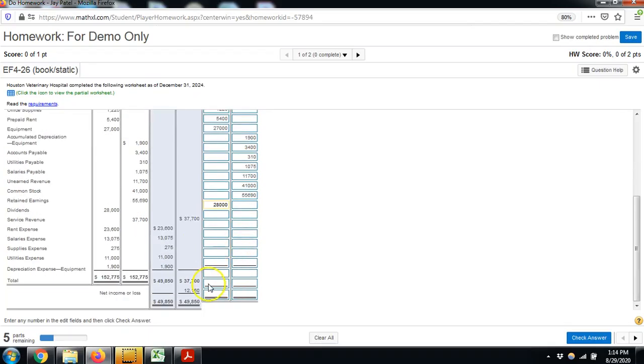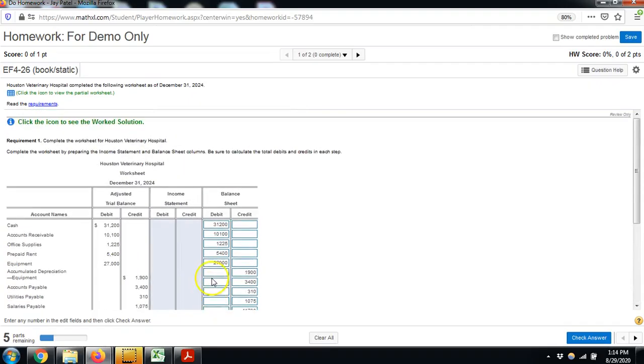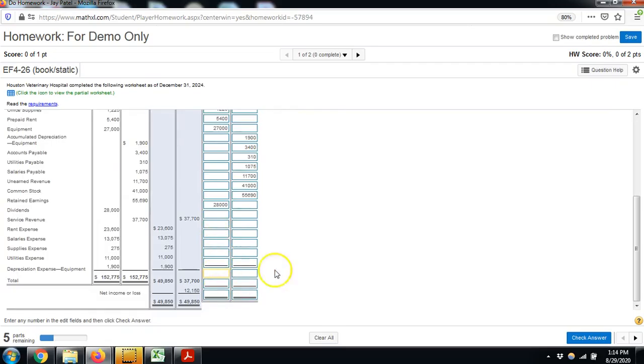And so when we add these up, this is a little weird. The column is a little out of alignment, so just be careful. We see the totals here, so the totals are going to go underneath this line. Okay, so again, we see that our balance sheet is not in balance between the debits and credits.